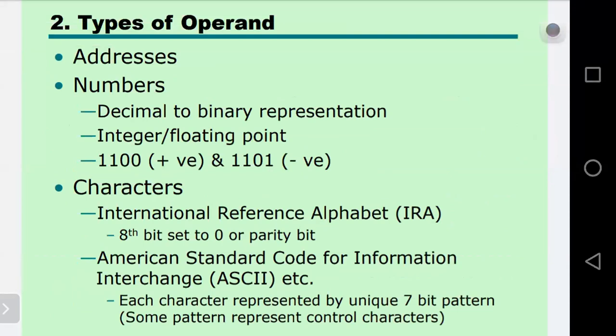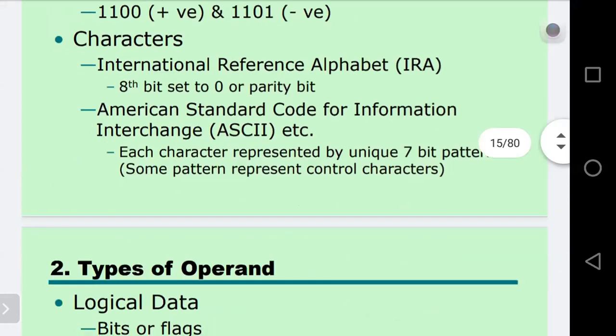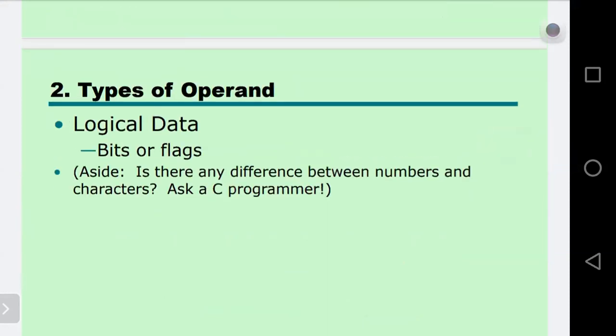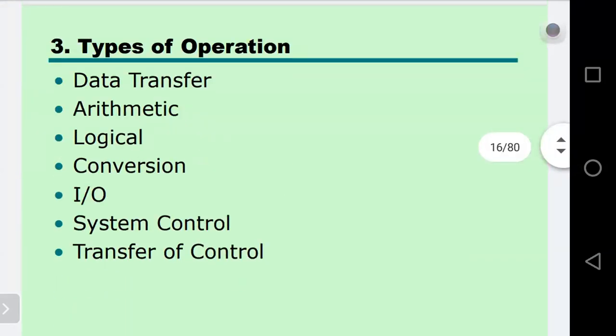Then the second topic was operand. In types of operand, we have discussed the addresses. This operand, suppose A and B, may be addresses. Address points to a data location, right? It can be an address, it can be a number, positive or negative, or it can be characters, or it can be logical data, like a flag. Many times we use a flag. So the operand can be integer, character, float, or a flag. So these are the four different types of operand we can use.